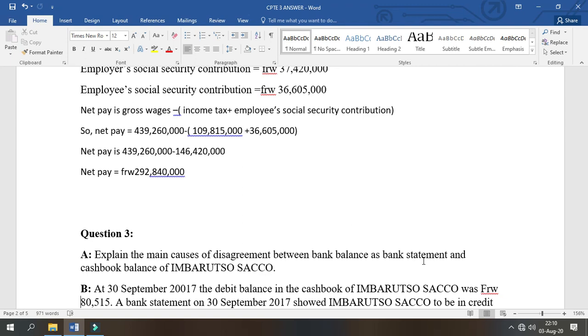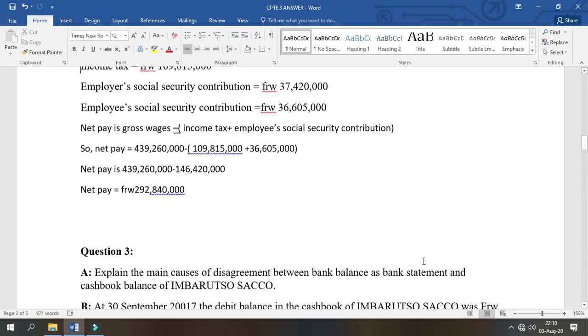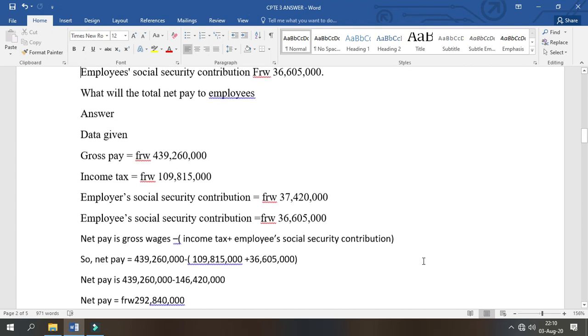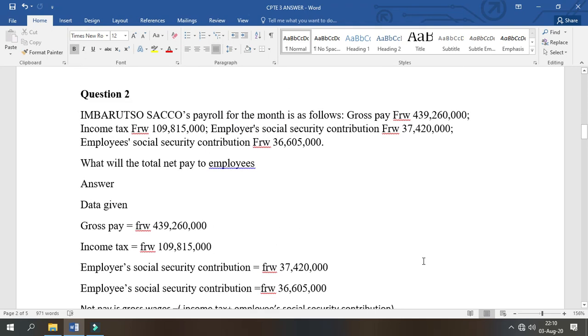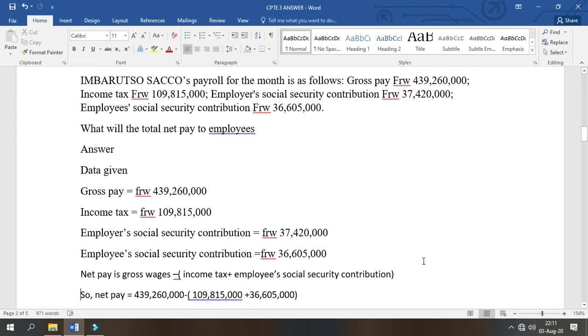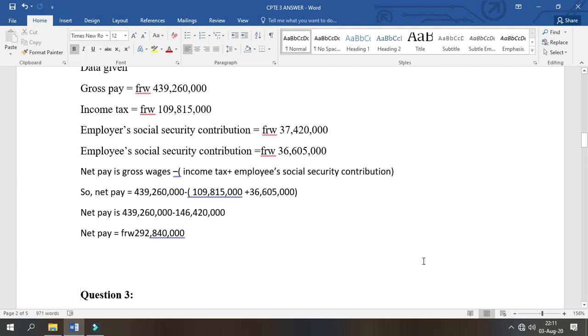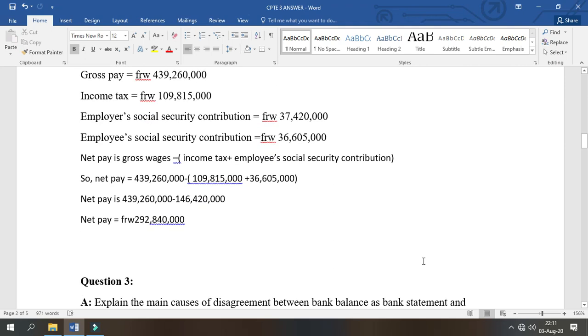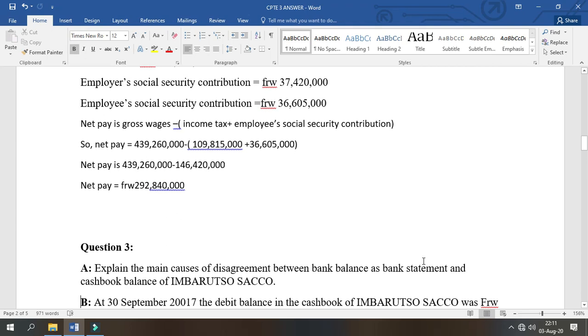In the last video we gave a suggested answer to question 2. Question 2 asked to calculate the total net pay to employees. So today we are going to give a suggested answer to question 3. Question 3 is about bank reconciliation. So question 3 is asking that A.